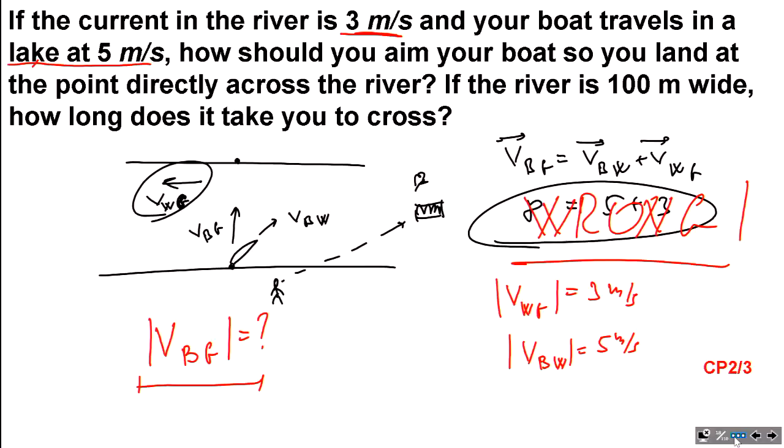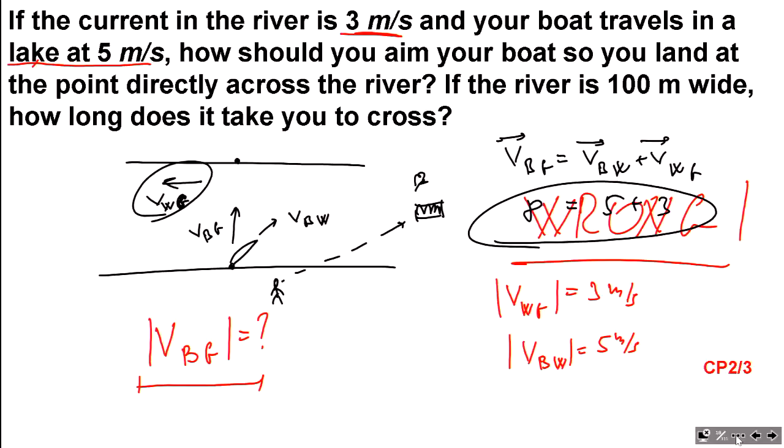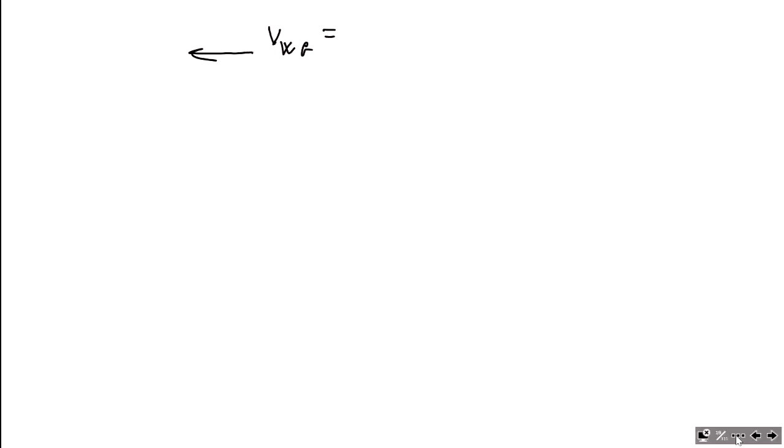So, I'm going to add an extra slide. All I need is just vectors. This is the velocity of water relative to the ground. My choice, it doesn't have to be yours as well. And the magnitude equals 3 meters per second.